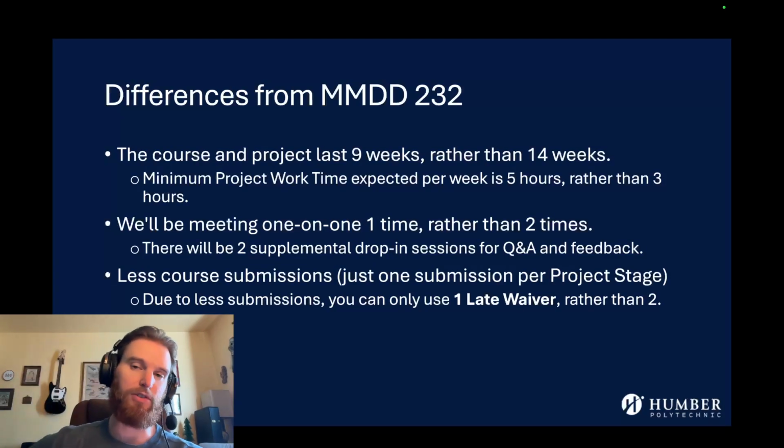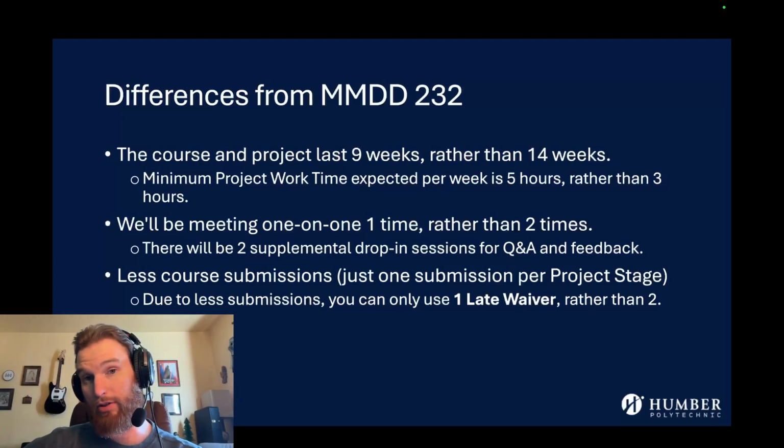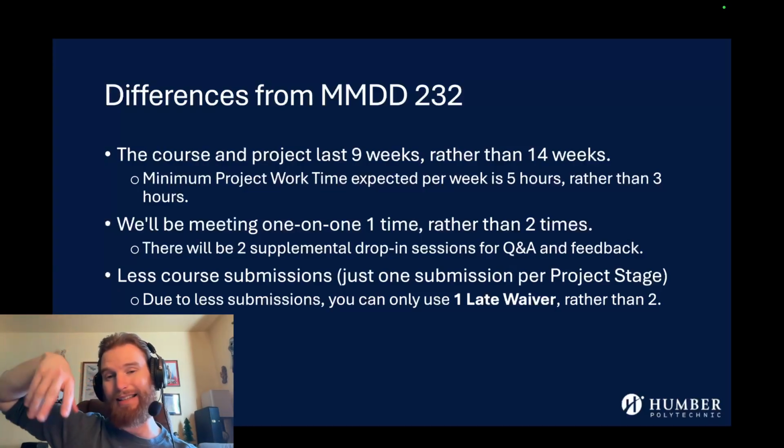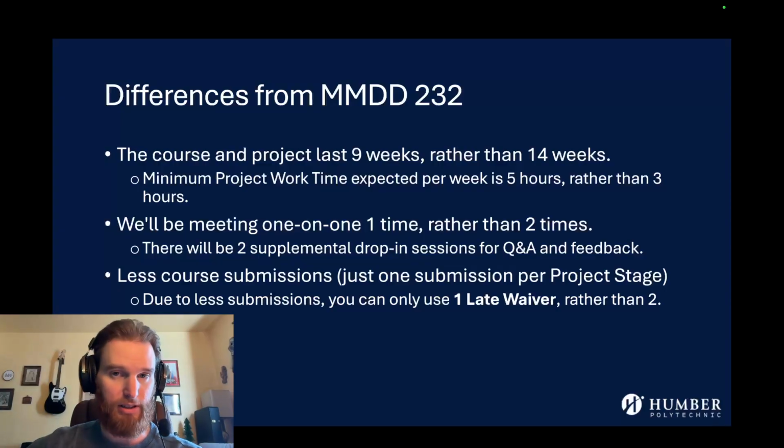So first, differences from MMDD 232, which you would have taken last semester. The course and project this time around lasts 9 weeks rather than 14 weeks. I think you have another course in your schedule that also has this kind of compressed approach of a 9-week schedule. And the reason for that is that it gives you additional time at the end of the semester to complete any work placement hours that you may need to complete.